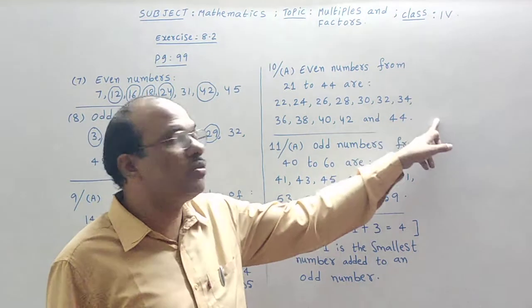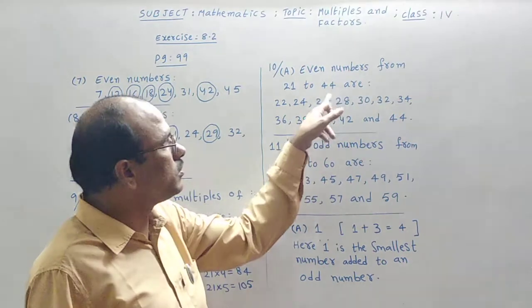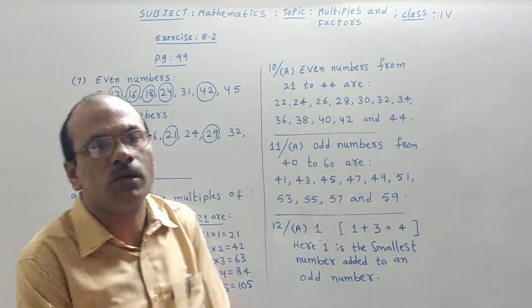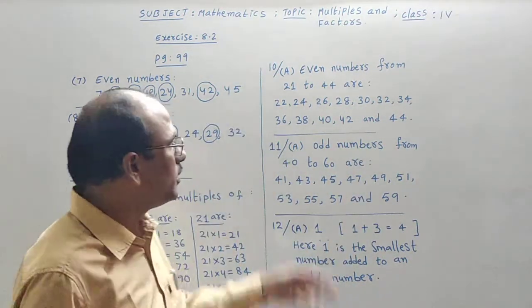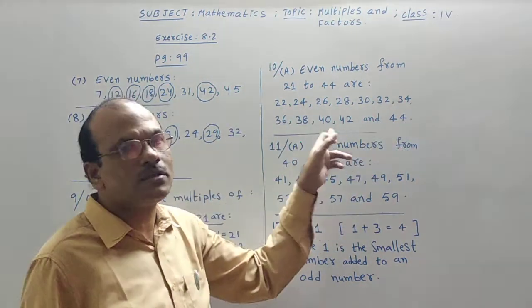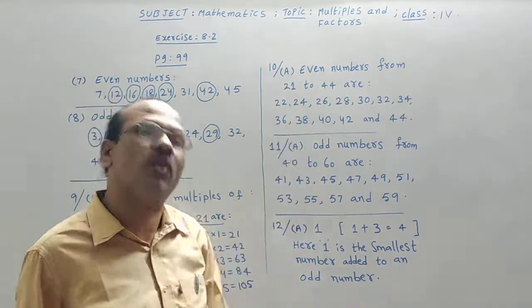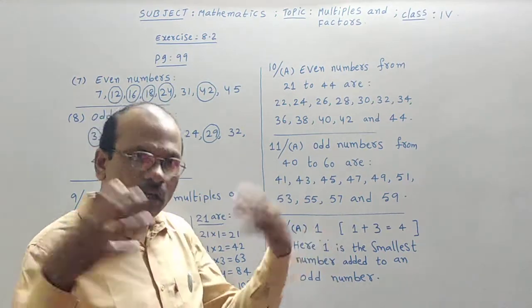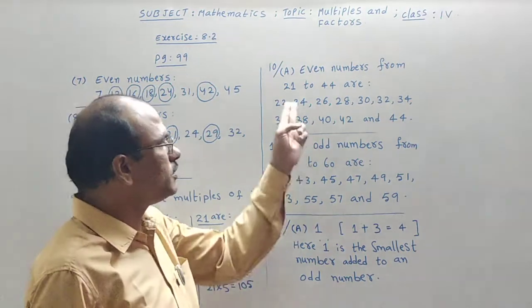After 44, 45 we cannot take, because we should check only up to 44 whether it is an even number or not. If even, we have to write it in the list. Did you understand, children? Which are the even numbers from 21 to 44? We have to check from 21 to 44, and in those, write the evens. Yes, that's this list.